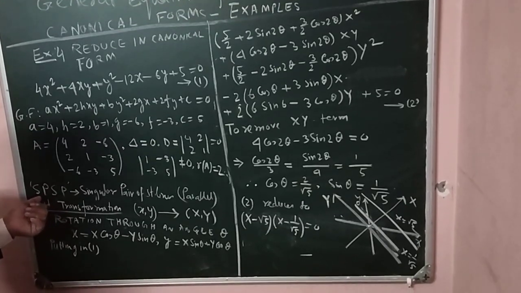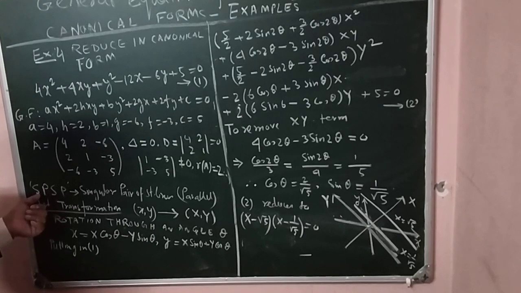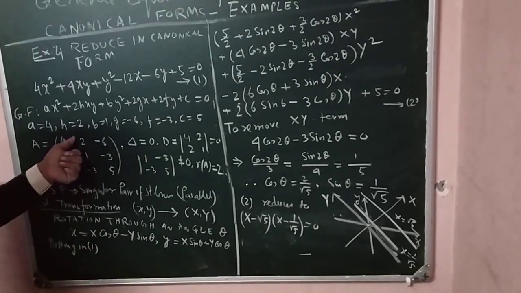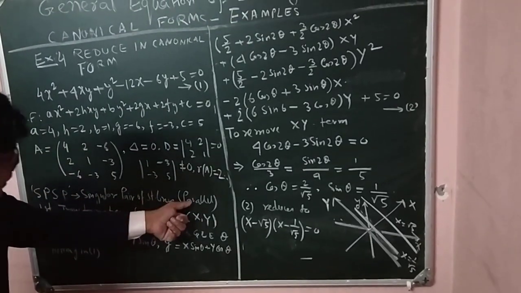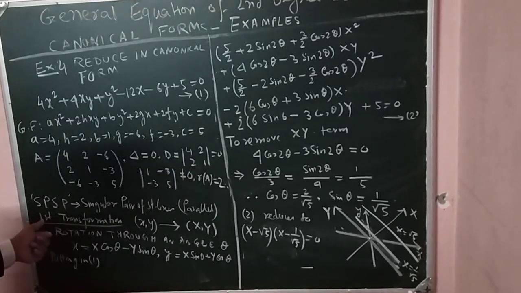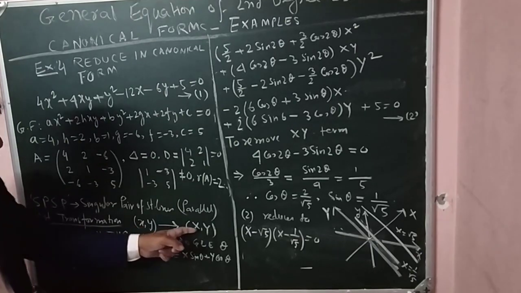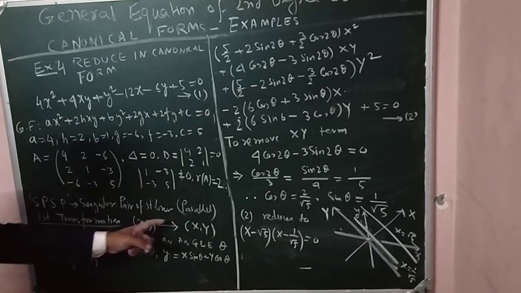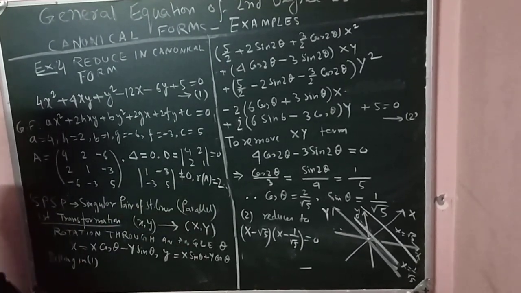So under our categories, which we explained in part 1 of this video, we categorize this as SP: S for singular, determinant equal to 0, and P for pair of parallel straight lines. So we do not use the first transformation to capital XY, because since D equals 0 we don't get any point of intersection here, so we directly make the rotation.